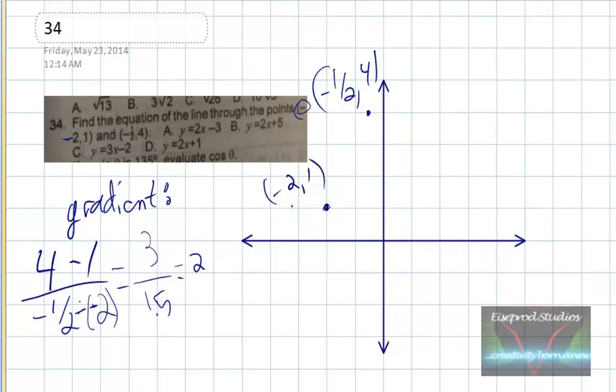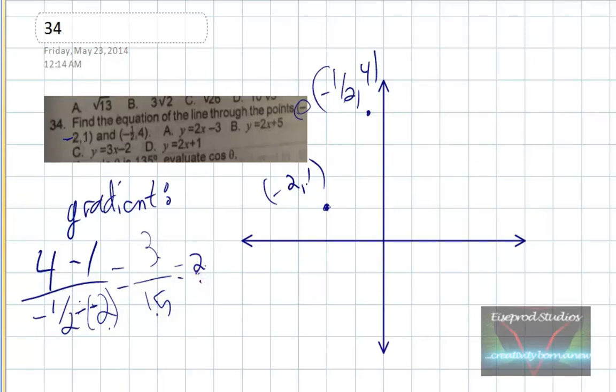To find the gradient, we're going to take the difference in the y's over the difference in the x's. So 4 minus 1 over -1/2 minus -2. So that simplifies to 3 over 1.5, and that goes into 3 2 times, so the answer would be 2 for the gradient.